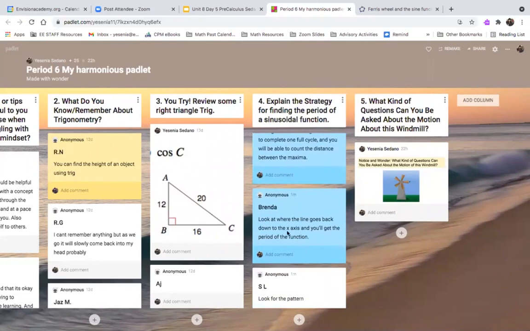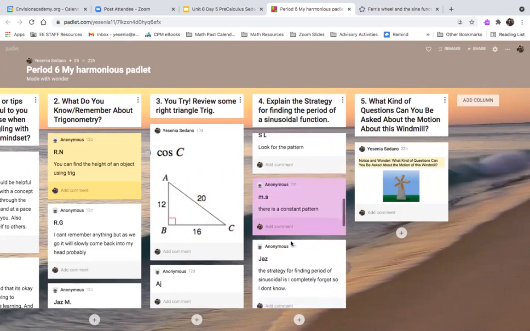Another common theme is looking at where the line goes back down to the x-axis. So just seeing where it goes back to its starting position, and then you'll get the period of the function.